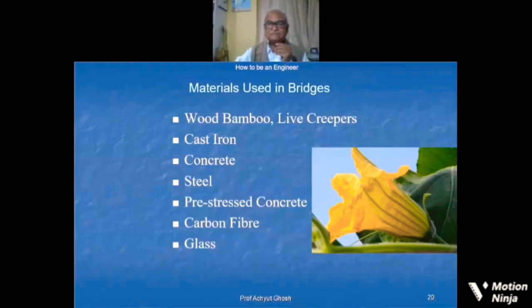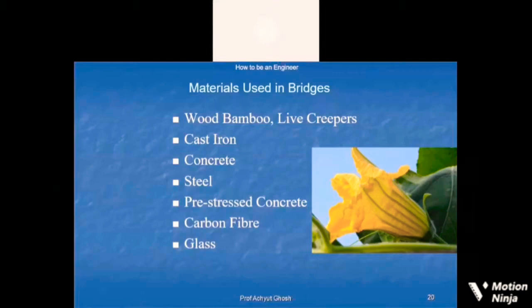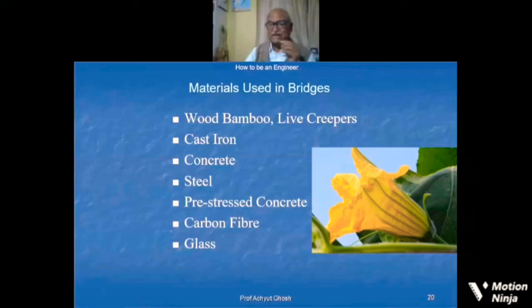Material. You'll be amazed. See the older Howrah Bridge, which type is that? The two end spans are cantilevered, and the middle span is simply supported. I'll show you. Wood is a very scarce material, but it is the best engineering material I have found, much better than steel. Wood, and live creepers, are engineering materials. Then cast iron, concrete, steel, prestressed concrete, carbon fibers, and glass. China is using glass as pavement and walking steps for bridges.